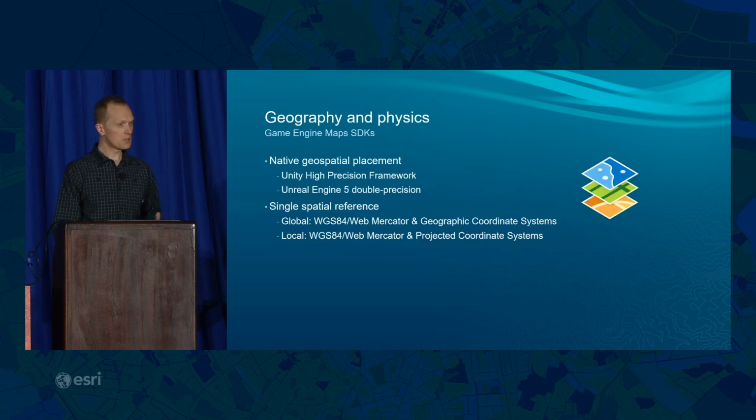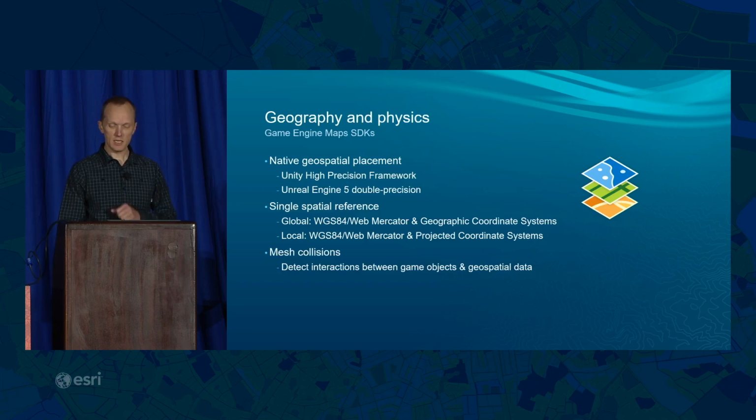We support a single spatial reference inside the game engine. So for global scenes or that round Earth experience, we support geographic coordinate systems. And then for that local scene or flat Earth experience, we support projected coordinate systems. The SDKs also include the ability for content that you add to the scene to participate as a mesh collider. So all of the layers in the map can participate as a mesh collider. This means you can more intuitively work with surfaces and detect interactions, leverage the physics of the game engine, for example, for raycasting to detect objects and elevation.